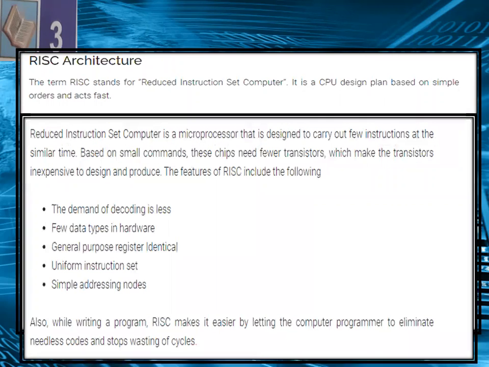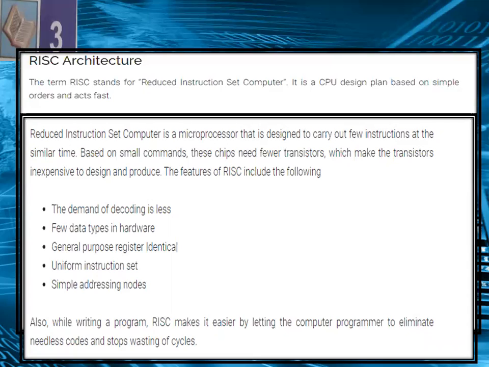A reduced instruction set computer is a microprocessor that is designed to carry out few instructions at the same time based on small commands. These chips need fewer transistors, which makes them cheaper to design and produce. The features of RISC include the following: the demand of decoding is less, few data types in hardware, identical general purpose registers, uniform instruction set, simple addressing, and no modes can be used.